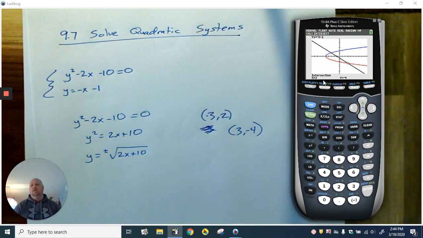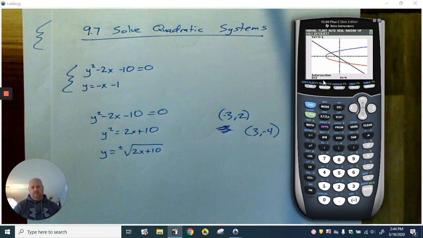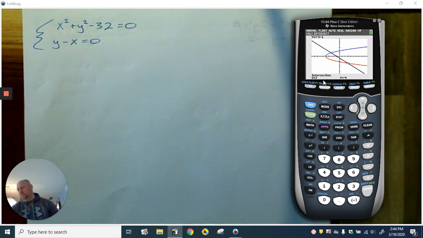I use this method more as a check my answer kind of thing. Make sure I do have the correct answer kind of thing. So another method here.